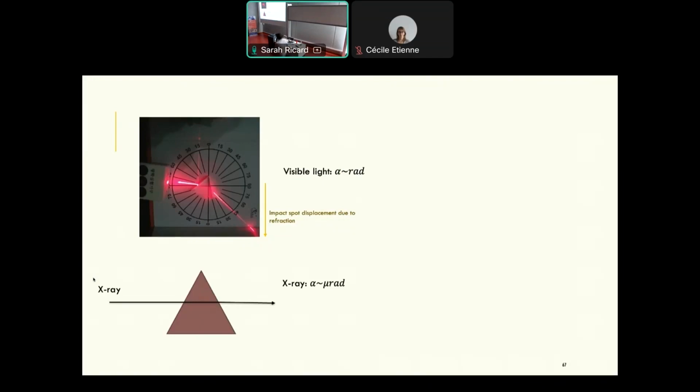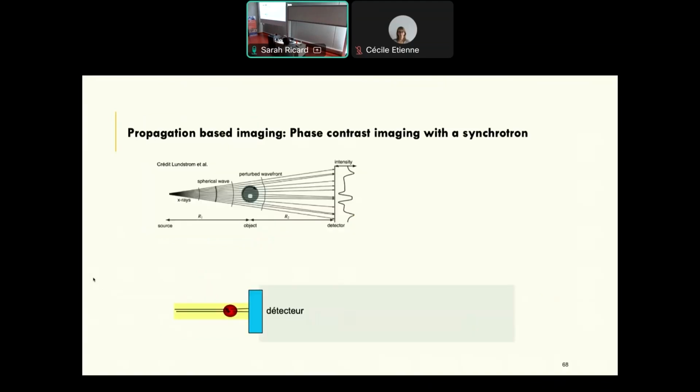From that we are facing, try to visible light, is that our refraction is not in the same order. It's microradian compared to radian. So it means that the impact point has moved by 1 micron at 1 meter. Okay, so it's very clear.